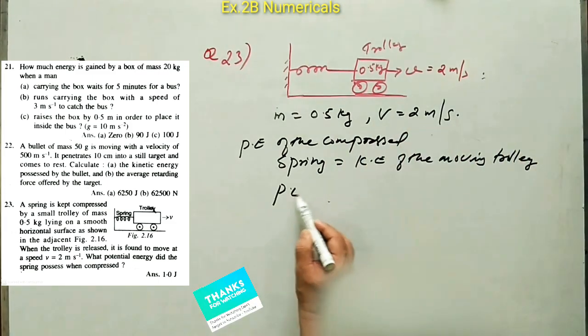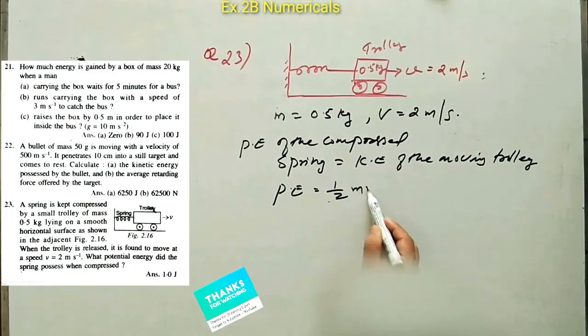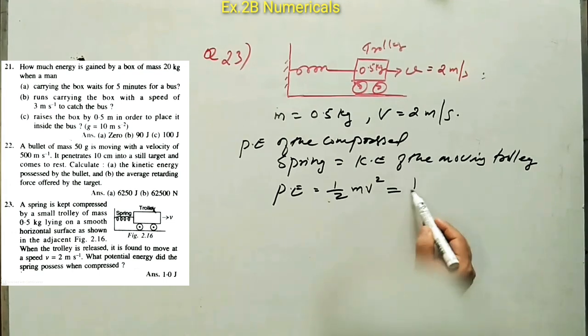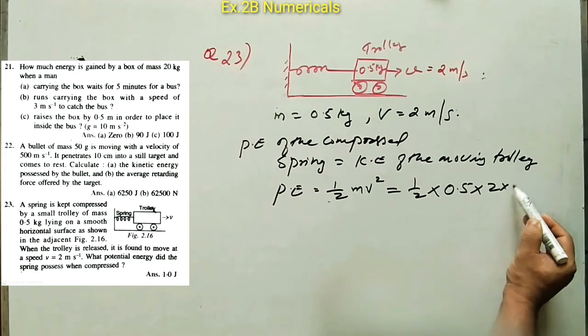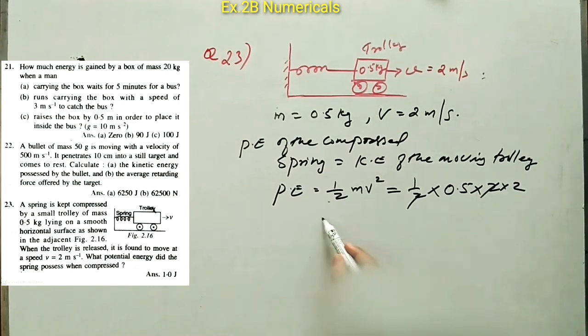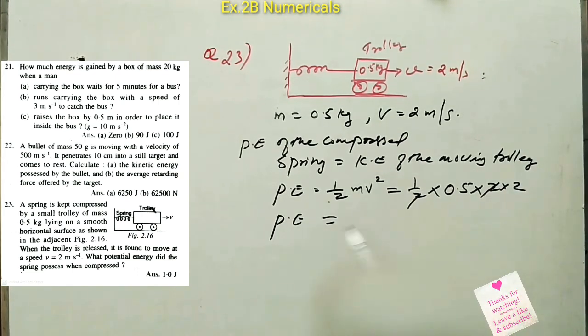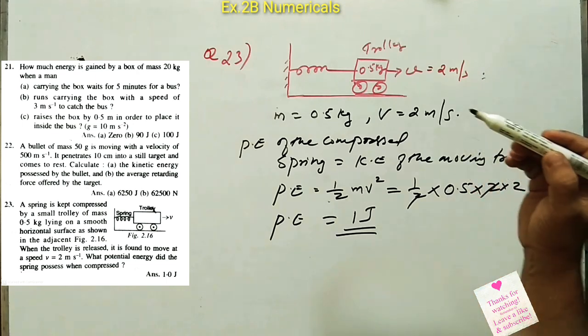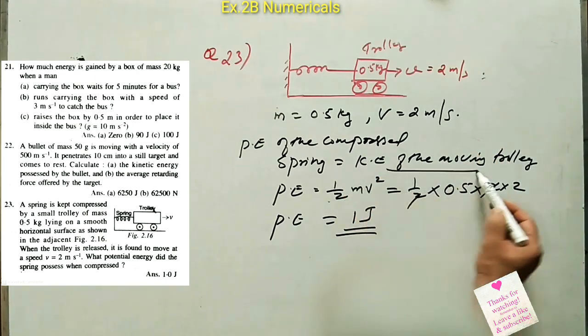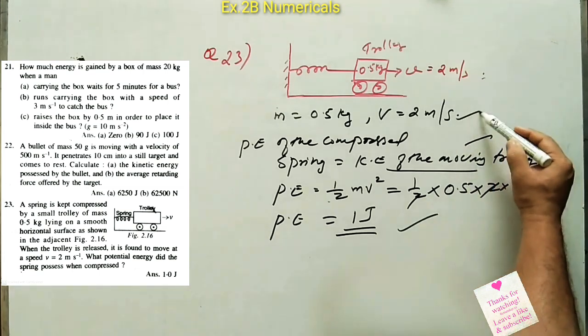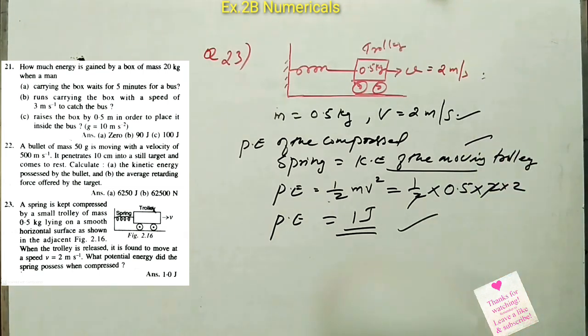So the potential energy, we can write it as half mv squared, the kinetic energy of the moving trolley. So 1 by 2 into the mass of the trolley 0.5, into speed 2 squared. So we are getting the potential energy of the spring, equal to the kinetic energy, as 1 joule. Clear? So the formula PE is equal to mgh is irrelevant here. The potential energy of the compressed spring is equal to the kinetic energy of the moving trolley. So applying this, we can get the answer. Clear? Steps are clear to you?